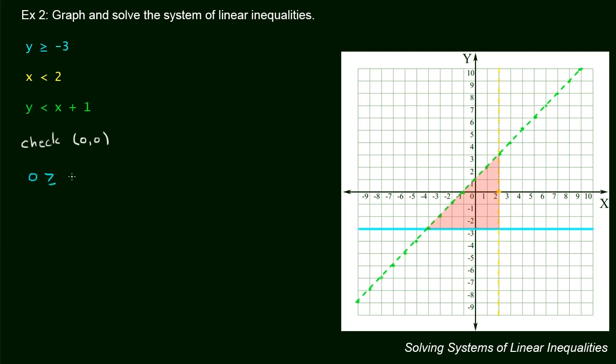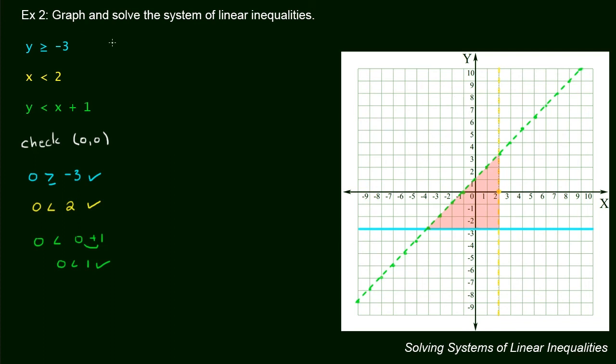Is 0 greater than or equal to negative 3? Yes. Is 0 less than 2? Yes. Is 0 less than 0 plus 1? Well, 0 plus 1 is 1, and 0 is less than 1, so yes, it works. And therefore, our solution is this shaded region. Again, you can choose any values outside the shaded region and check to see if it makes any of these statements a false statement, and if it does, you should not have this area shaded.